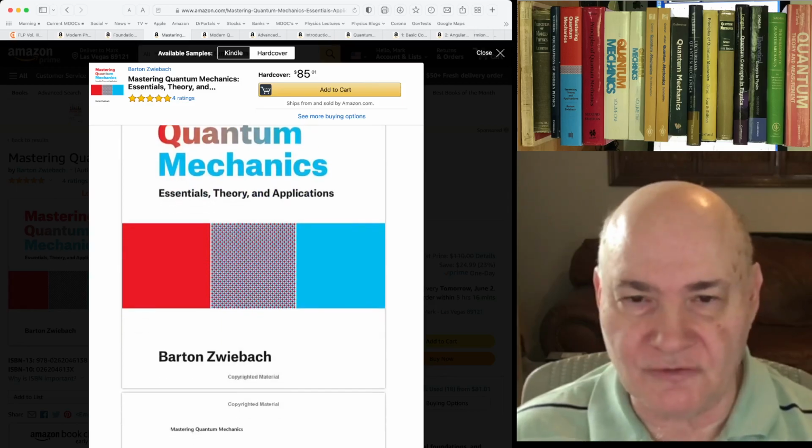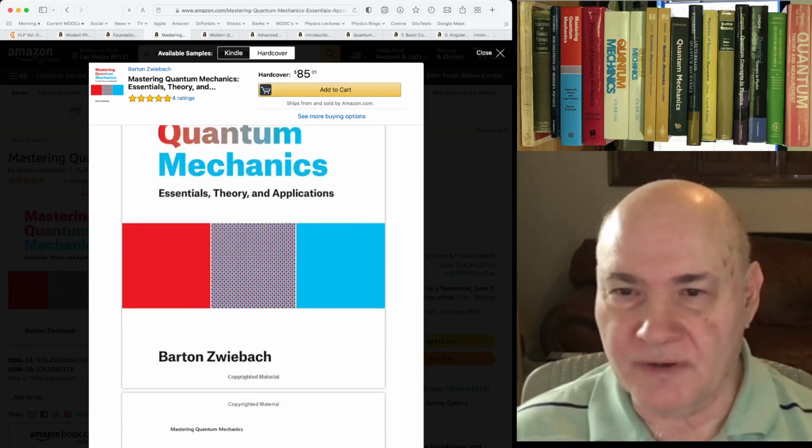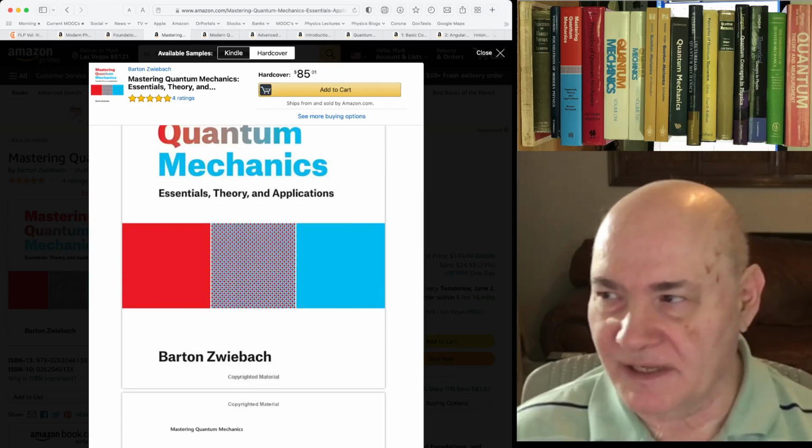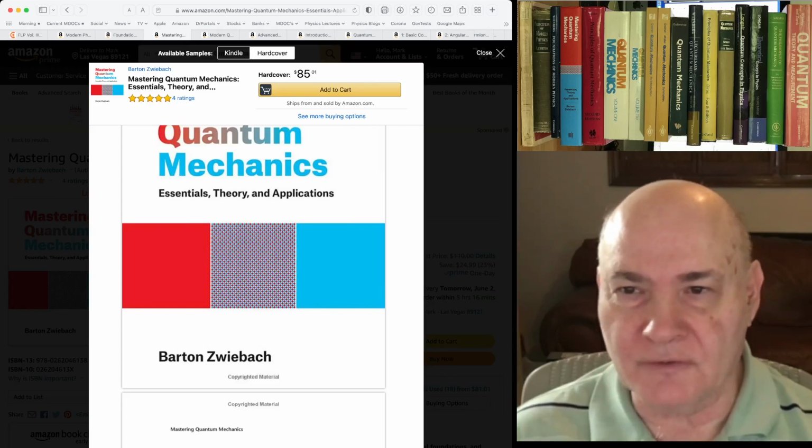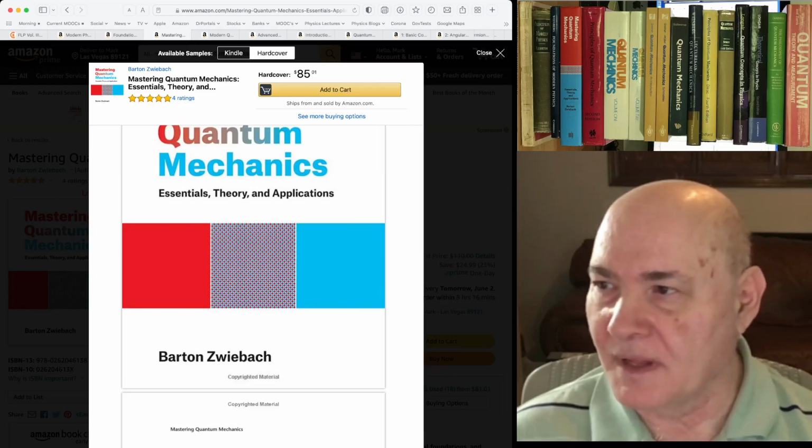It's 1,000 pages long. It's, in a sense, three books in one, but I highly recommend it. And you can read my review on Amazon. This is definitely the one to start with if you want a quantum mechanics book and you're a student.